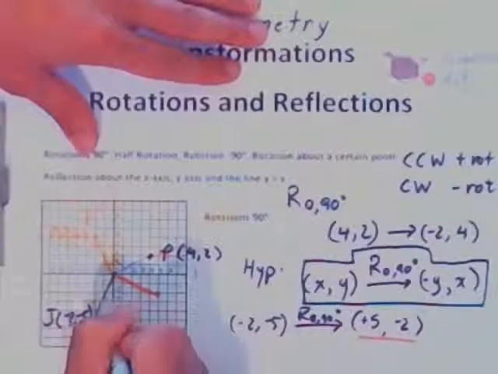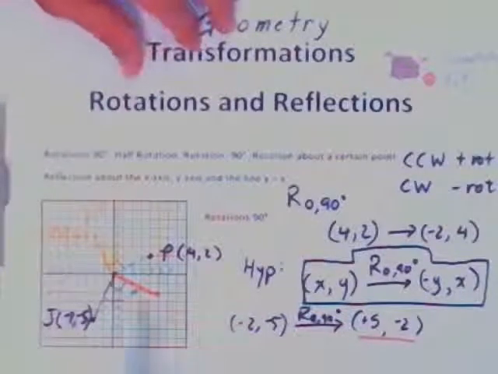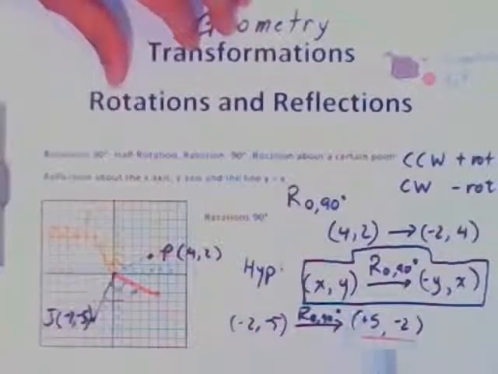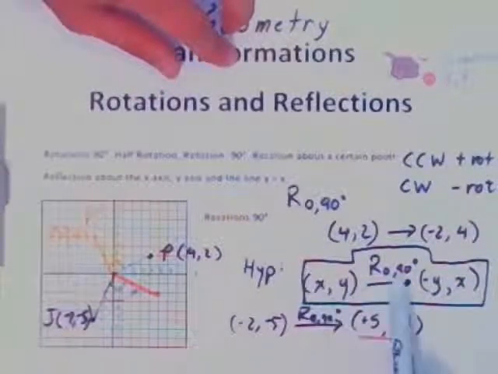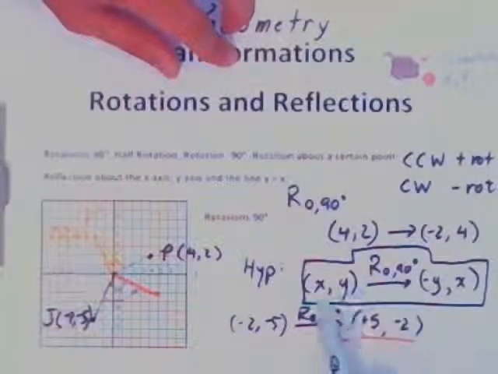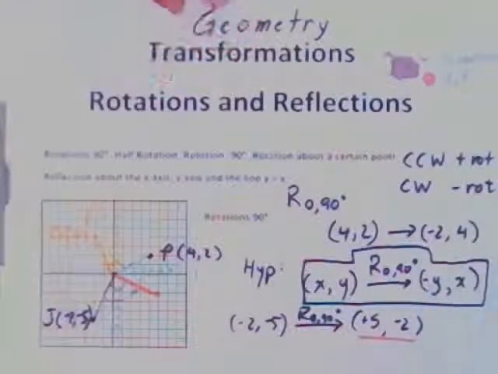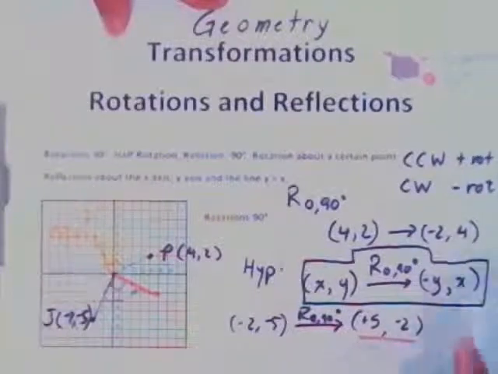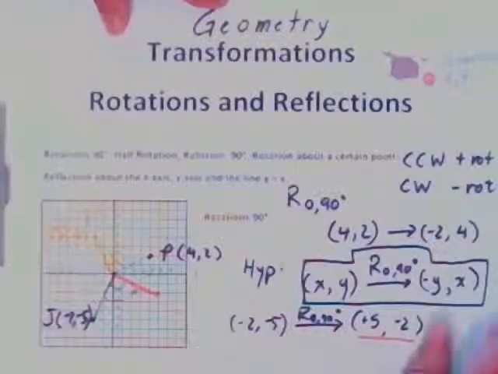There it is. Does it look like it got moved 90 degrees? Yes. So we tested our hypothesis. It worked very nice. So that's, in conclusion, rotation of 90 degrees about the origin is going to be from x comma y, flip it, change the sign on the new x. Okay? I would memorize this. If you memorize this right here, then the next one will be pretty simple to derive.